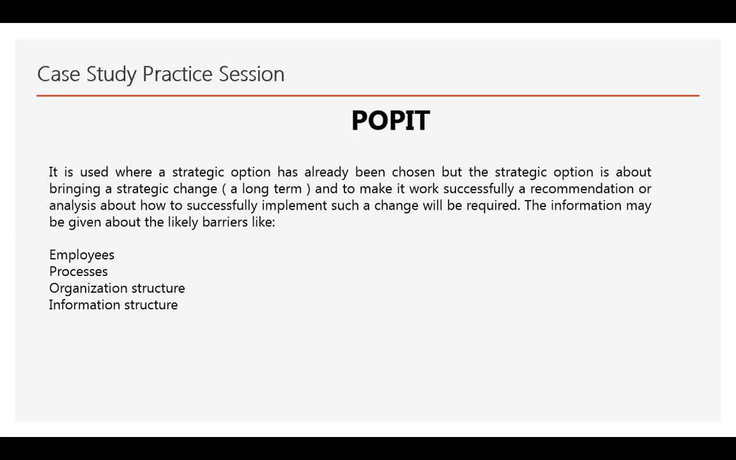may not be the way they should be to absorb that new strategic option. So you may be given information about the different processes that may act as a barrier, or it may be the organization structure that may act as a barrier, or it may be the information technology. It's not the structure, excuse me for another typo. It's the information technology. So maybe it's the information technology that needs upgrading for implementing the new strategic option. So you will be given information about these factors, which will allow you to use the puppet model.